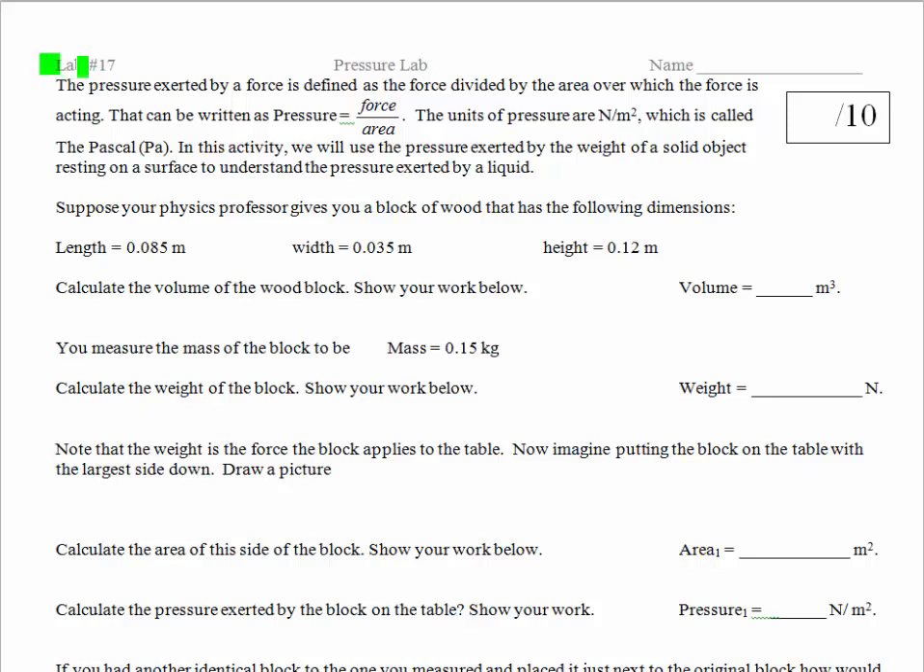Okay, this is the introduction for lab number 17. This is the lab that's measuring pressure. And we know that the definition of pressure is going to be a force divided by an area, which is going to have a unit of newtons per square meter, also known as a Pascal.